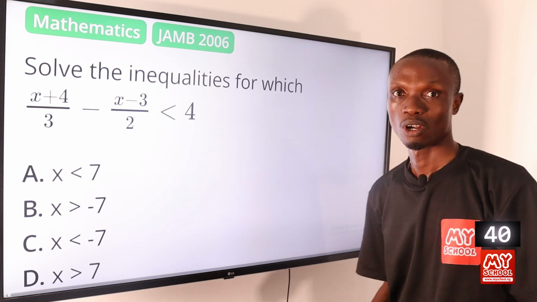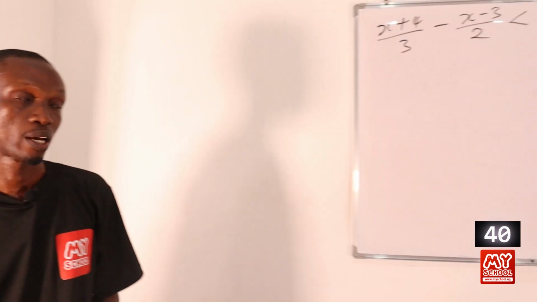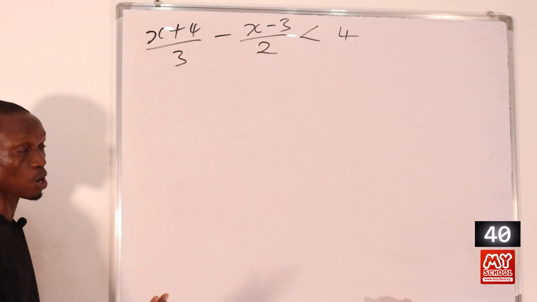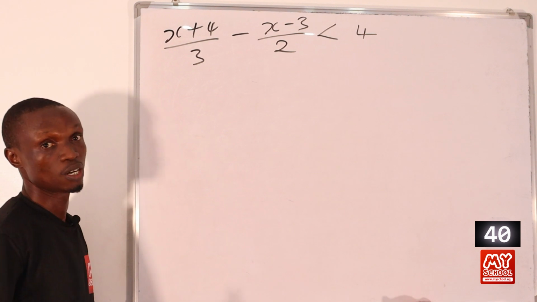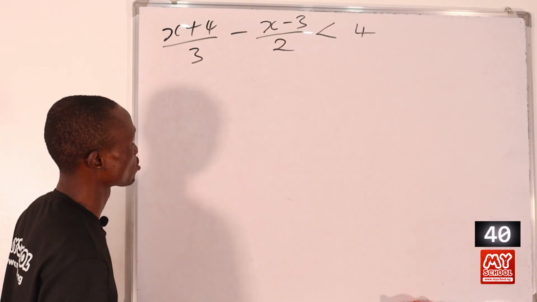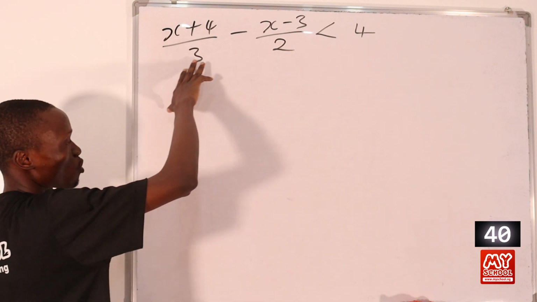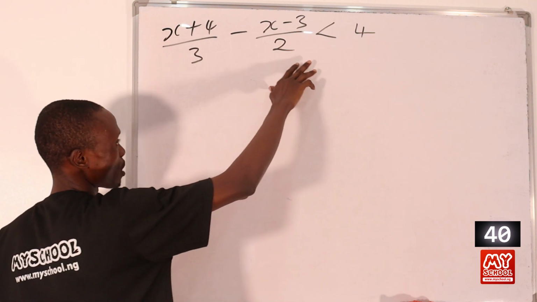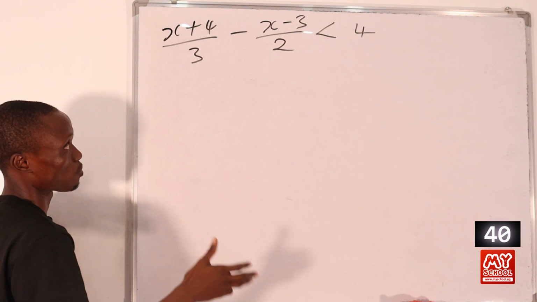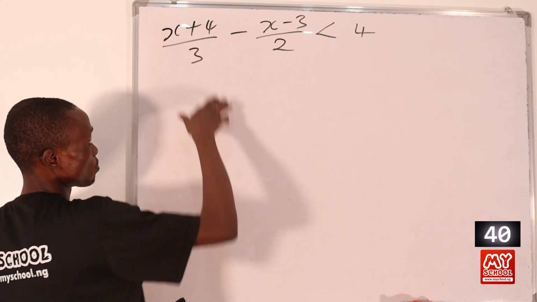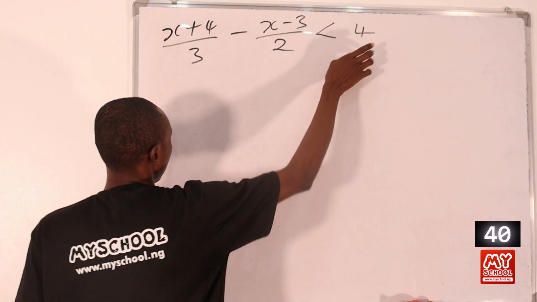So let's move over to the board to provide answer to this question. So to solve this question, basically we are going to approach it as if we are solving a simple equation, right? So first thing first is for us to clear this denominator. And for us to clear these denominators, we have to multiply by the LCM of 3 and 2. And the LCM of 3 and 2 is 6. So we multiply each of these fractions and the 4 by 6.